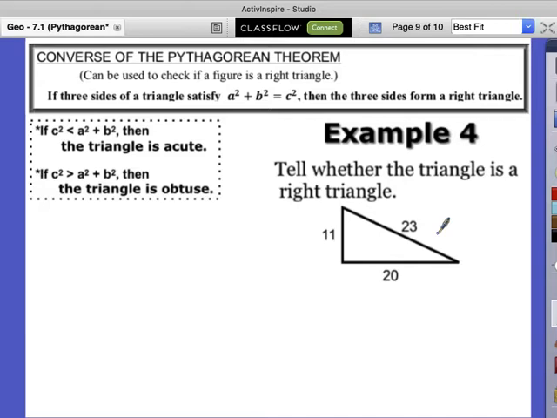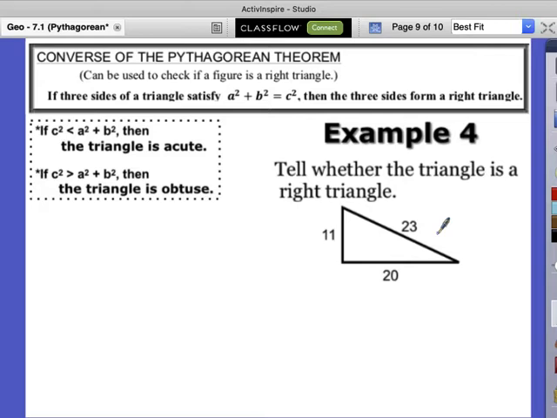Alright. Converse of the Pythagorean theorem. We can use this to check if the figure is a right triangle or what kind of triangle it is. So, if 3 sides of a triangle satisfy a squared plus b squared equals c squared, then it's a right triangle. So, tell whether this triangle is a right triangle. 11, 20, and 23. So what we would do to figure out if it's a right triangle is plug these into the Pythagorean theorem and see if it's true. Now, where would I put 23 in the Pythagorean theorem?